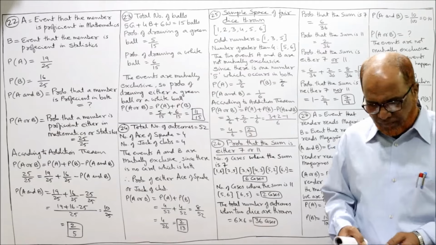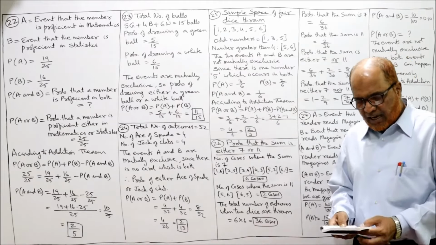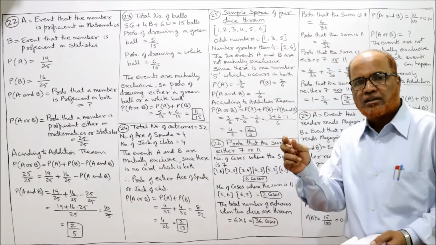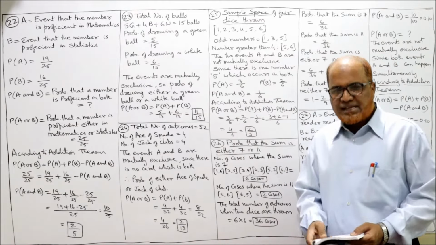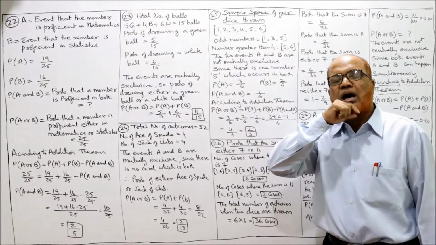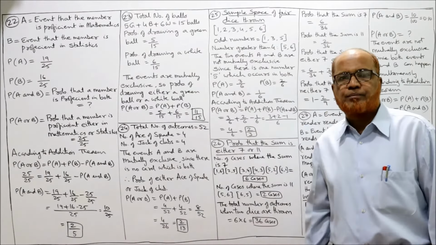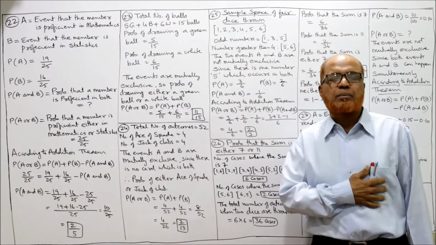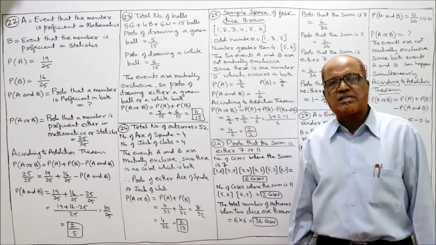Now see the 25th problem. A fair die is thrown. A fair, genuine die is thrown. Write down the sample space. Sample space will give you all the outcomes of the experiment. Maximum total outcomes of the experiment will be given in sample space.